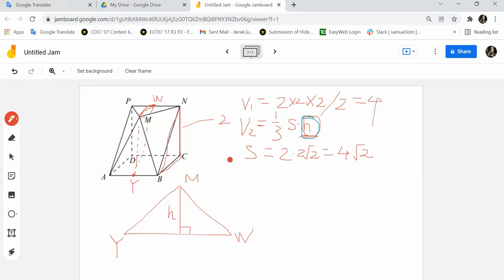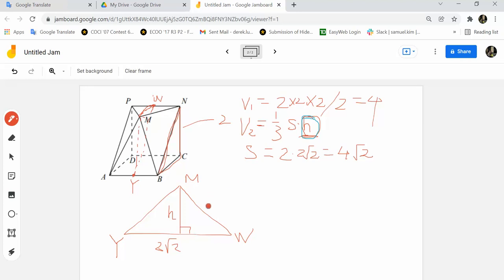Here, right? So how can we find the H? How do we do the H, right? So we know this one is parallel. This one is 2 root 2, right? So YW is the same as this one. It's 2 root 2.